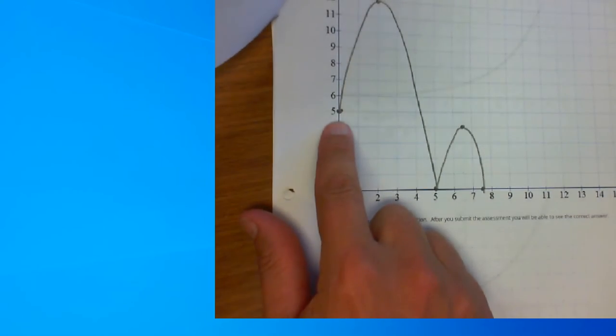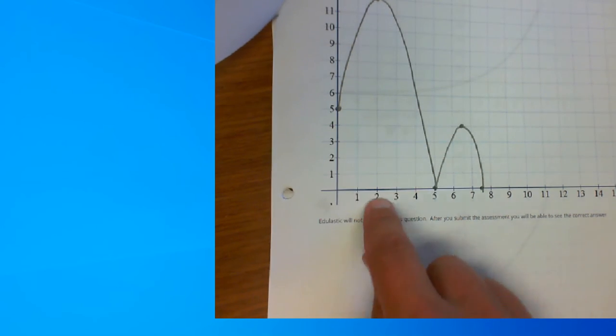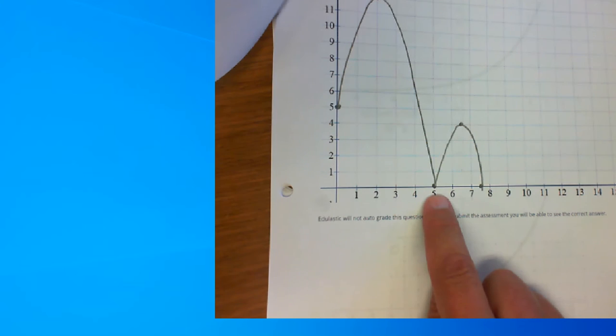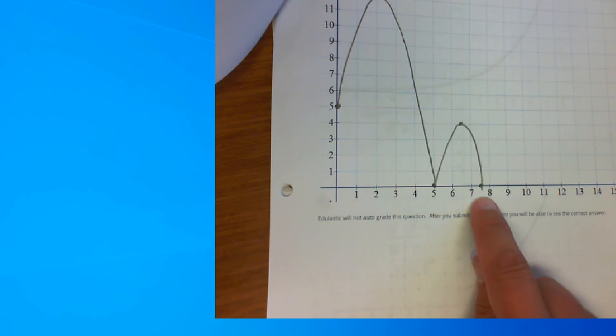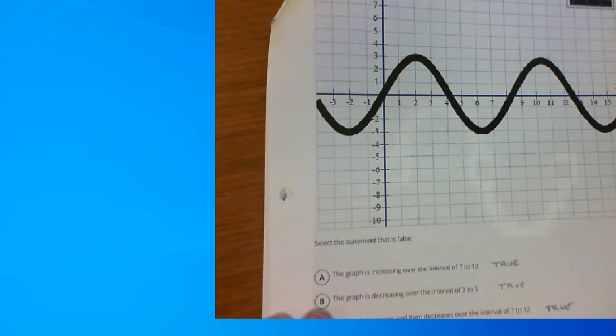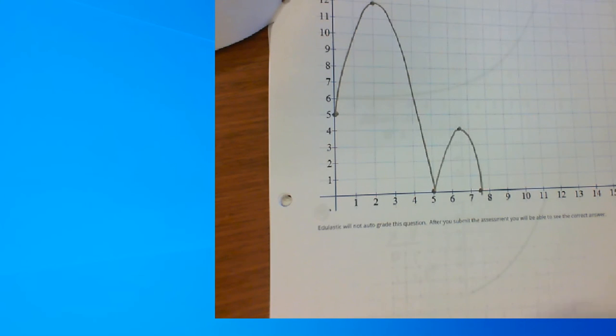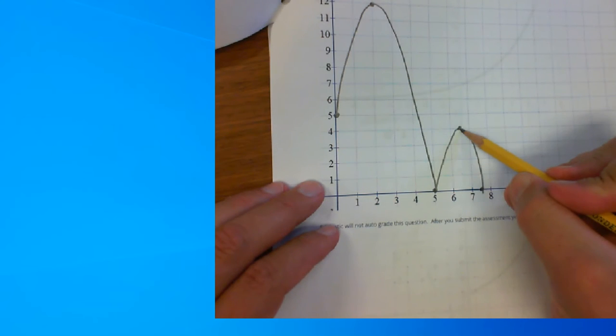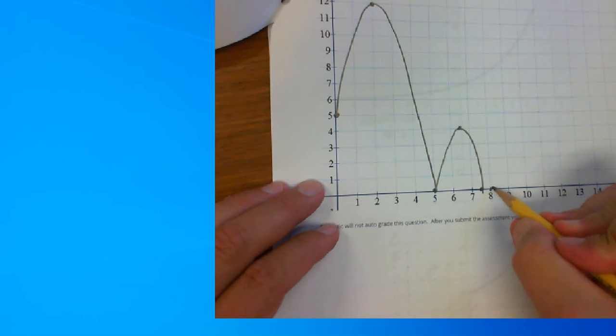So we start at 5 feet. 2 seconds later, we're at 12 feet. 3 seconds after that, we're back on the ground. A second and a half later, it's at 4 feet. A second and a half later, it's on the ground. Actually, that feels like it's off. It is off. It should be 1.5 seconds, and then 1.5 seconds should be right here.